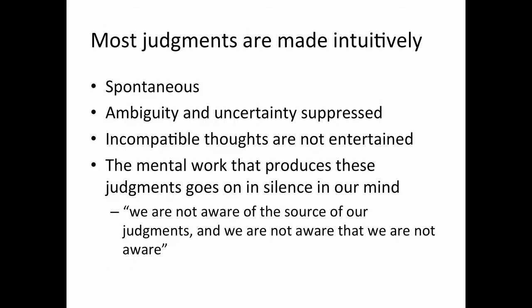Okay? System 1 acts to suppress ambiguity and uncertainty. Remember, doubt is a property of System 2. The result is that we are pretty confident of our initial impressions, in some cases more confident than perhaps we should be. The mental work that produces these judgments goes on in silence in our mind. We are not aware of the source of our judgments, and we are not aware that we are not aware. That's a quote from Daniel Kahneman. Again, it's this notion that there are things going on behind the curtain that we're not always aware of, but that give rise to our spontaneous judgments.